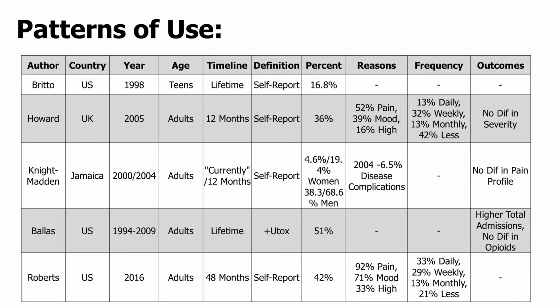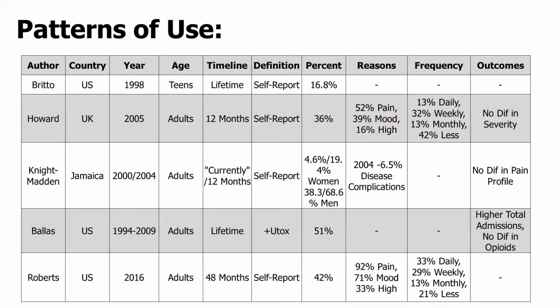Well, the few of these studies that have looked at outcomes have not really shown a difference. The study in the UK showed there was no difference in the severity of disease between users and non-users. This lovely study done right here by Dr. Knight-Madden showed that there was no difference in pain profiles between the two groups. And Dr. Samir Ballas actually showed that while there was no difference in opioid use between the two groups, those that were using marijuana actually had a higher total admissions rate.